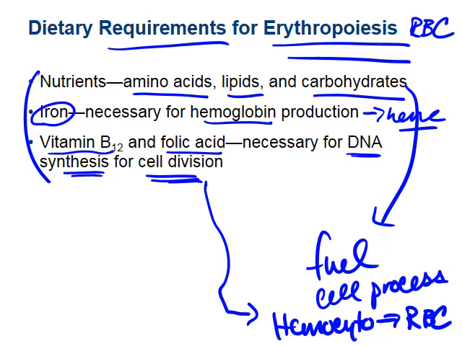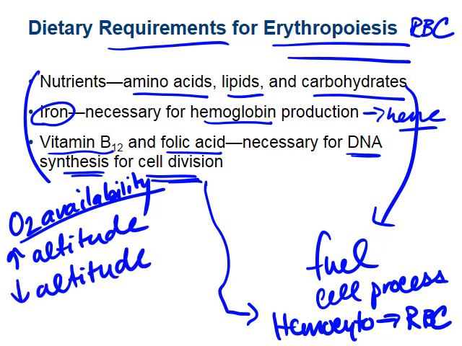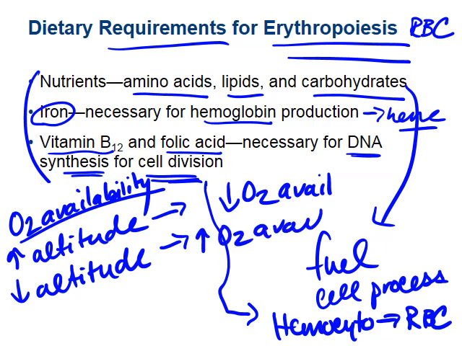Remember, the hemocytoblast is not a one-step process to a red blood cell. It goes through several stages of division and manipulation to go from a hemocytoblast to a red blood cell. The last thing I forgot to mention on the other slide, when we talked about oxygen availability, is the difference between high altitude and low altitude. If you're at a high altitude, you're going to have less oxygen available. And if you're at a low altitude, you're going to have more oxygen available.